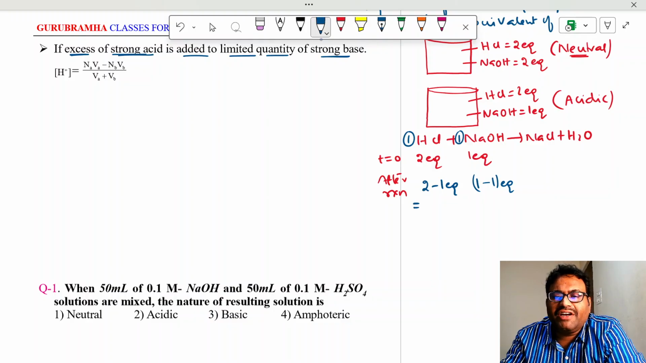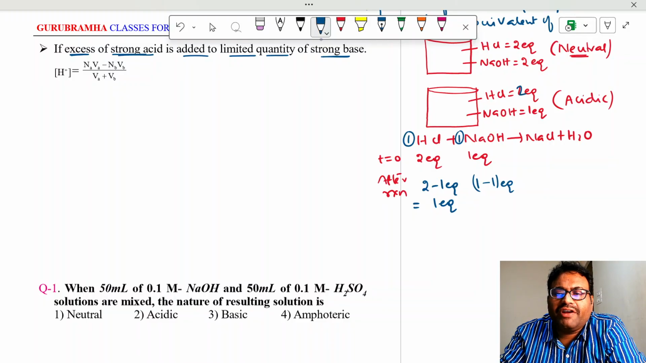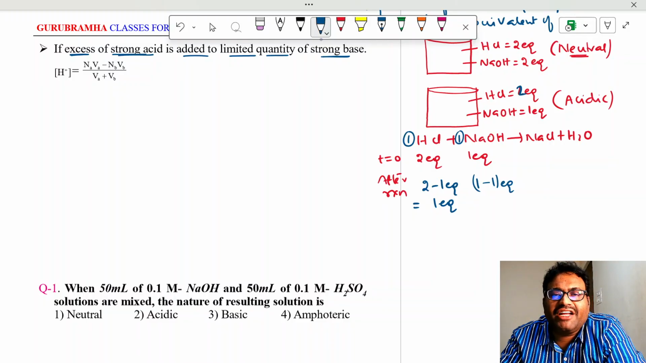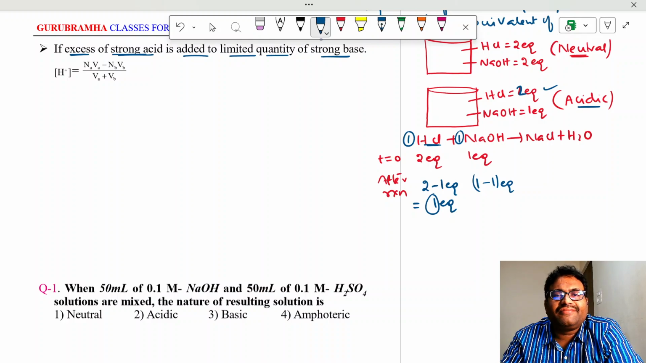So, how many equivalents of HCl are remaining? One equivalent of HCl is remaining. Among these two equivalents of HCl, one equivalent completely reacts with one equivalent of NaOH. One is completed, the remaining one remains in the solution. What is remaining? HCl is remaining, so it will be acidic. Understood?